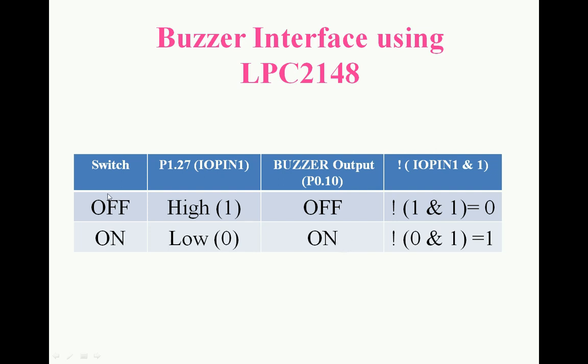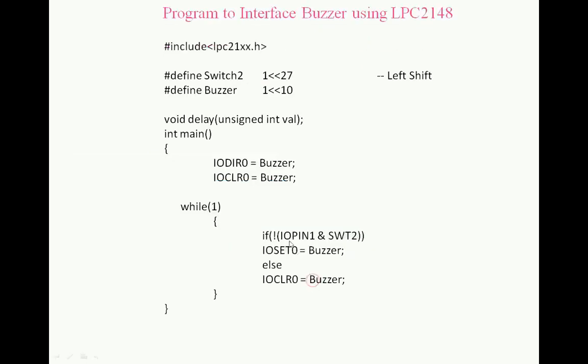And the next one is when the switch is off. Switch is off means IO pin 1, that is the P1 27 pin, is high. So this one is passed to here. So 1 and 1 is equal to 1, and not of 1 is equal to 0. That is, we are passing 0 to the buzzer, which means the buzzer is in off condition, right? So with this basic logic, we'll write the program here.